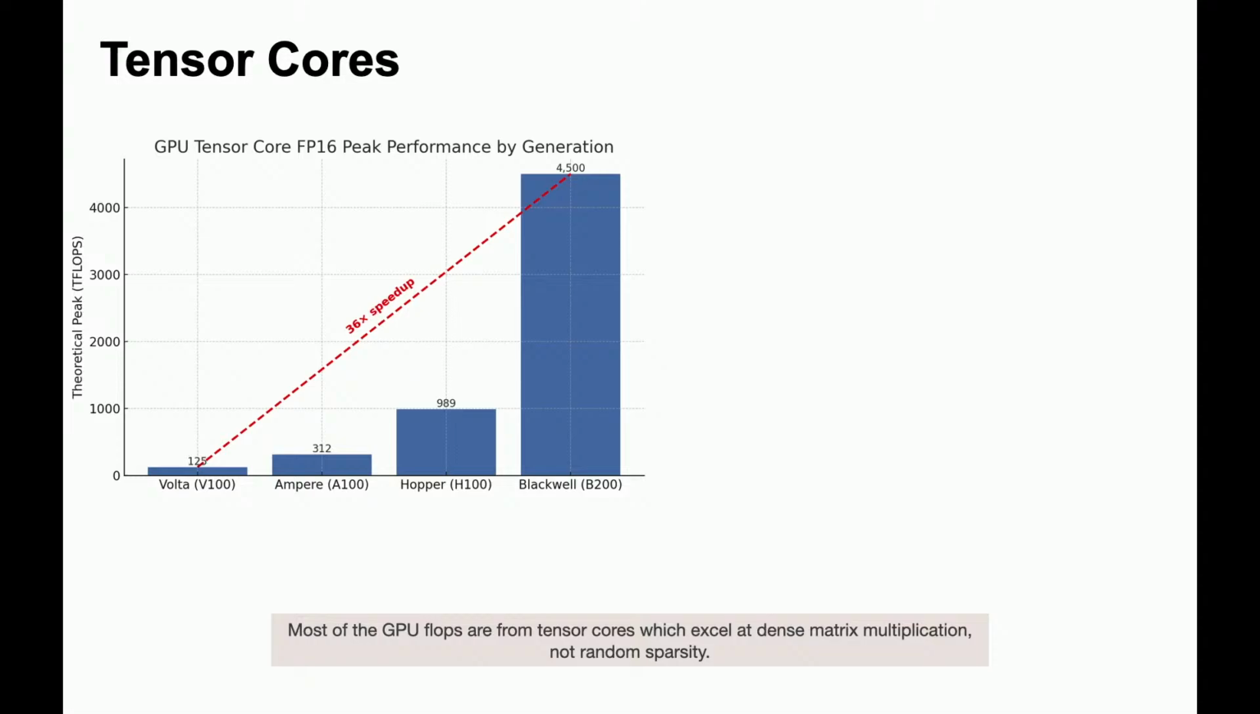And there's an inherent mismatch between tensor cores and sparsity, right? Because these are meant to run dense matrix multiplication, and we have all these sparse problems. So this is the challenge.